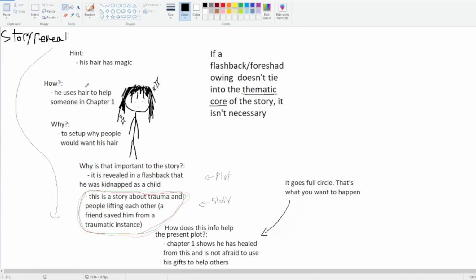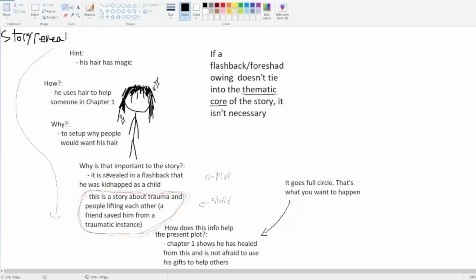So what is leading up to the plot twist, in quotes, this story reveal, is that his hair has magic. And then how is this hinted at? He uses his hair to help someone in chapter 1. And then why? Why am I even caring to hint that his hair has magic? To set up why people would want his hair. And then why is that important to the story? Going even deeper, it's important to ask yourself not just on a surface level why that's important, but why it's important to your overall story.